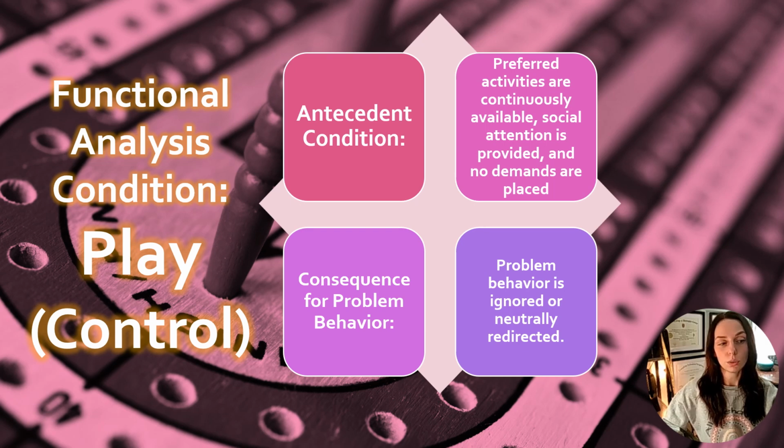The antecedents include preferred activities being continuously available, social attention being provided, and no demands being placed. The consequence for problem behavior is to ignore it or neutrally redirect it. So if the client engages in aggression, such as hitting the RBT, the therapist will not respond. You're going to act neutral.